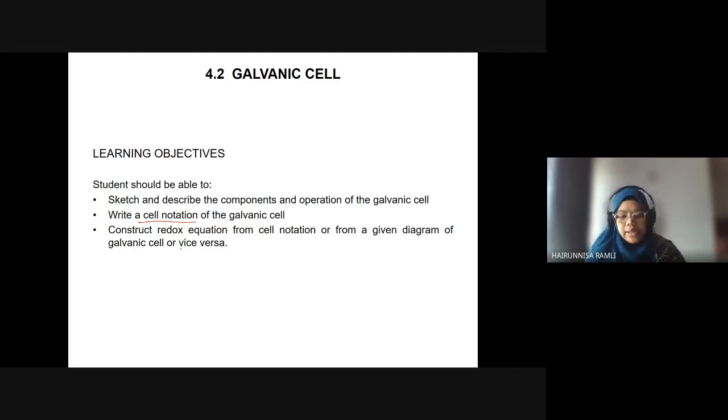And then second one is to construct redox equation from cell notation or from a given diagram of galvanic cell or vice versa. So for example, dia bagi cell notation, macam mana nak keluarkan equation? Ataupun dia bagi diagram ke, macam mana you nak buat cell notation? Dia benda ni berkait. So you akan belajar benda ni lah.